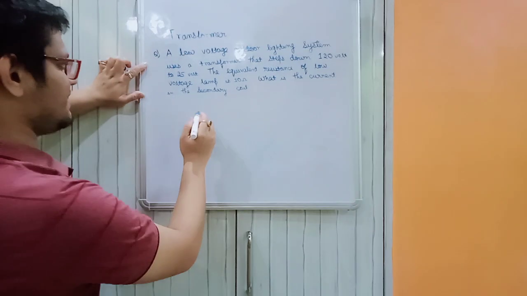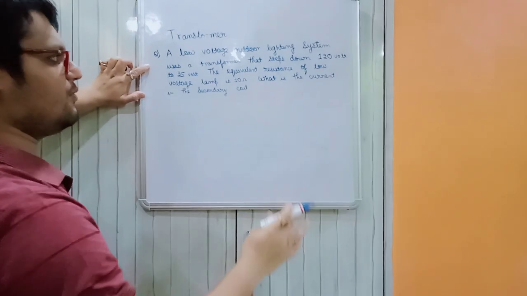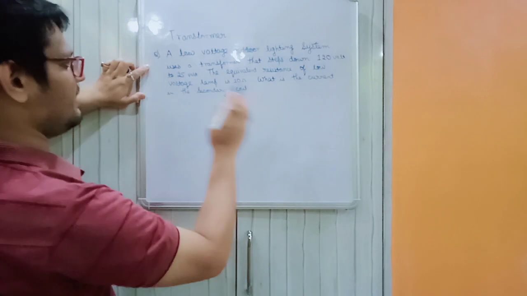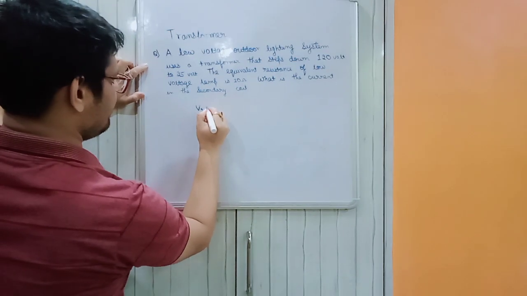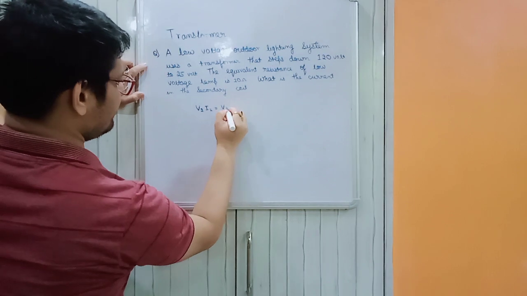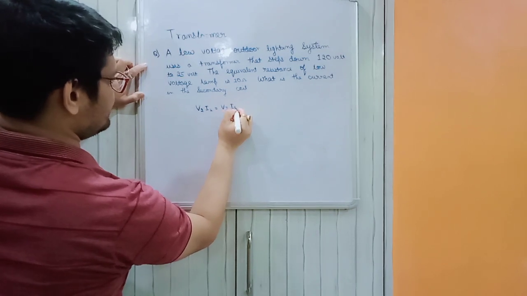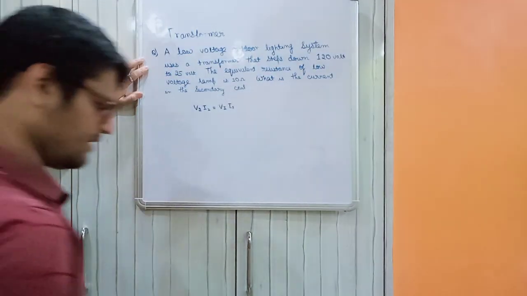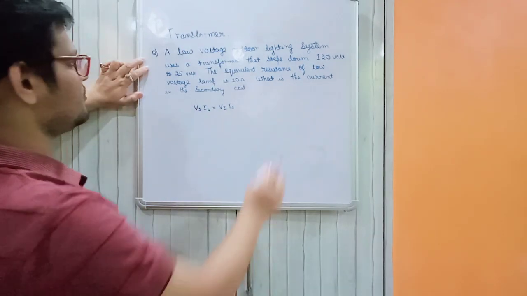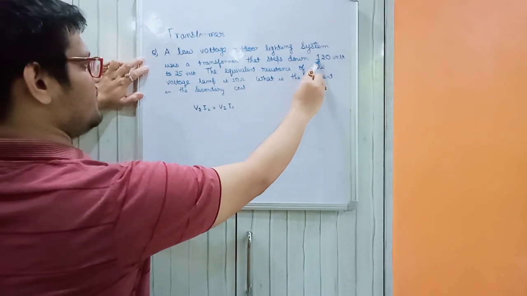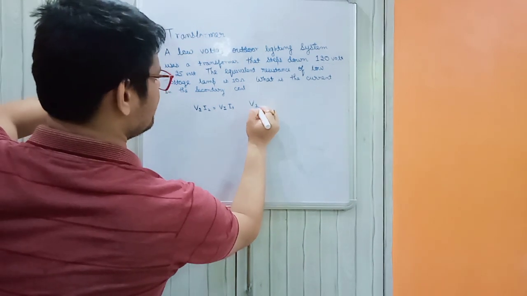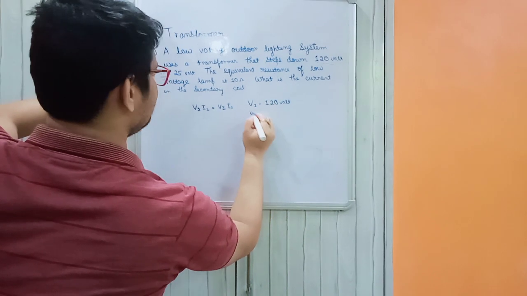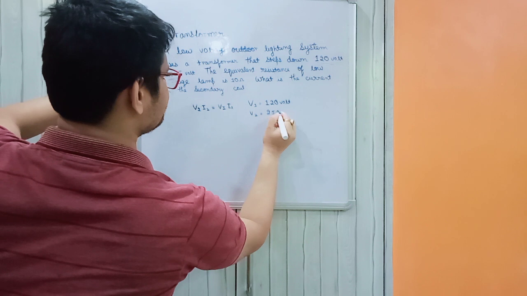So you know, these are transformer questions. First of all, when numericals are given, we have to take down the data. There is a transformer equation, that is V2I2 is equal to V1 into I1. This is the normal equation. So first of all, to get the equations, we have to take the data, that is the step down voltage 120 volt, that is V1. V1 is nothing but 120 volt, and V2 is 25 volt.